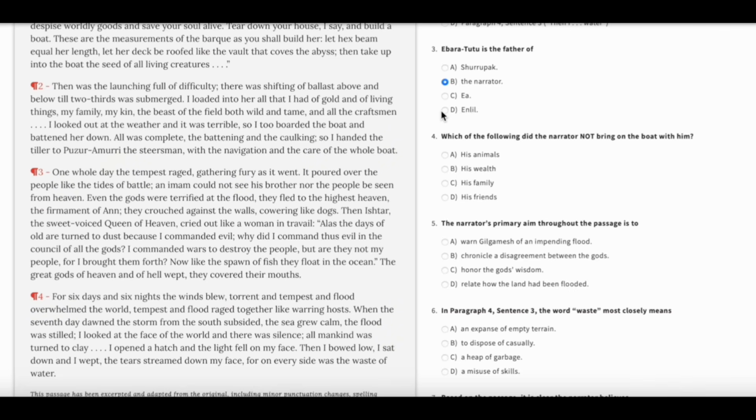Did he bring his friends? Nope. It does not say he brought his friends. So what's the right answer? D. It's got to be D. So which did he not bring with him? Question about that? Or is that pretty clear? That's pretty clear. Do you see why the correct answer always has evidence for it in the text?